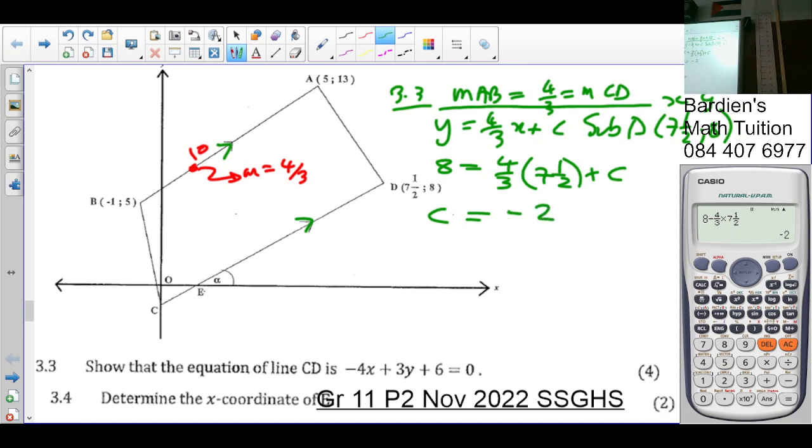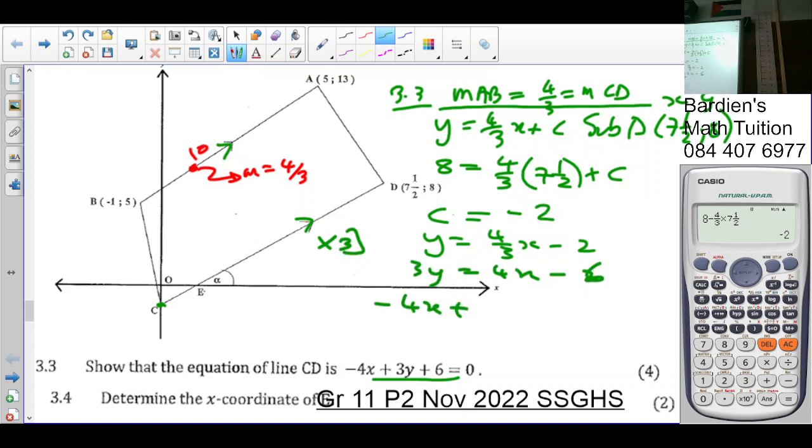Does that make sense? Yes. Can you see here? So the coordinates of C is going to be 0 and negative 2. So y is equal to 4 over 3x minus 2. But if you look here, that is not like it is there. Everything is on the left hand side. So firstly I multiply by 3, I get 3y equals 4x minus 6. Bring everything to the left, so it's 4x plus 3y plus 6 is equal to 0. Okay.